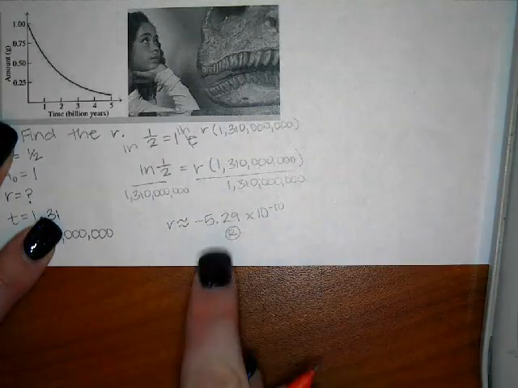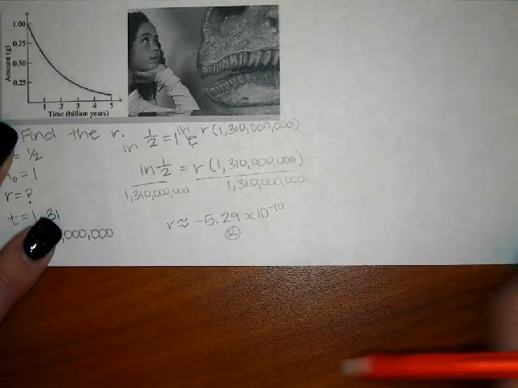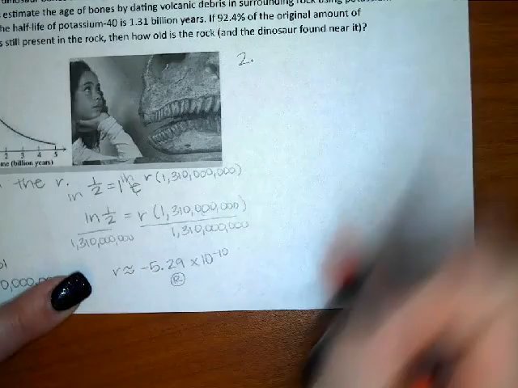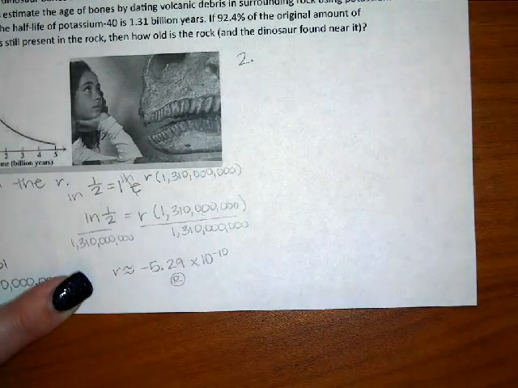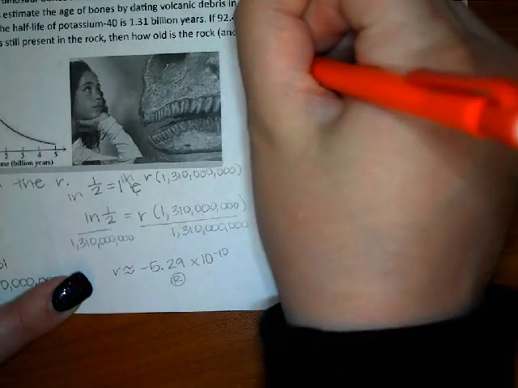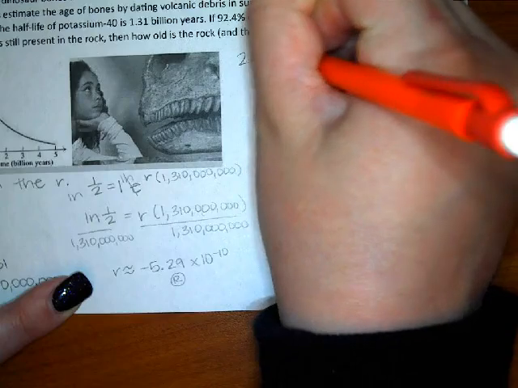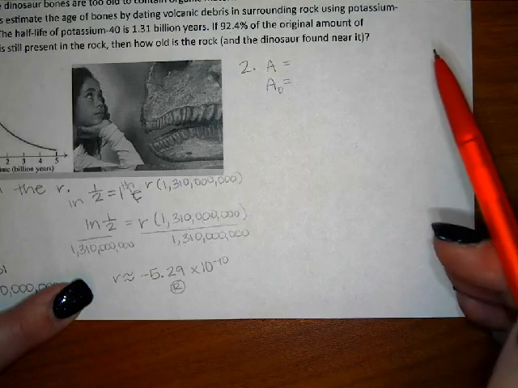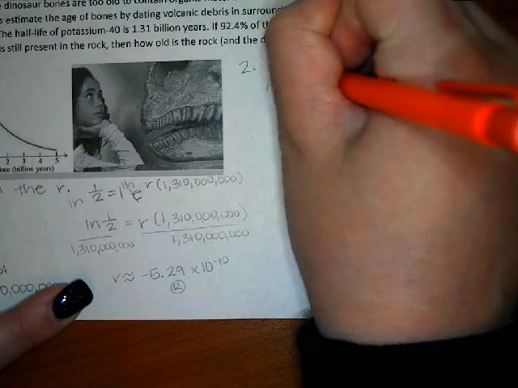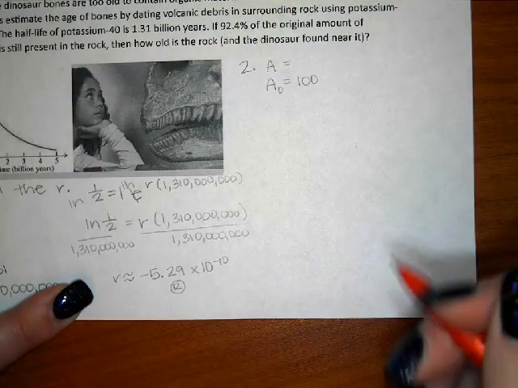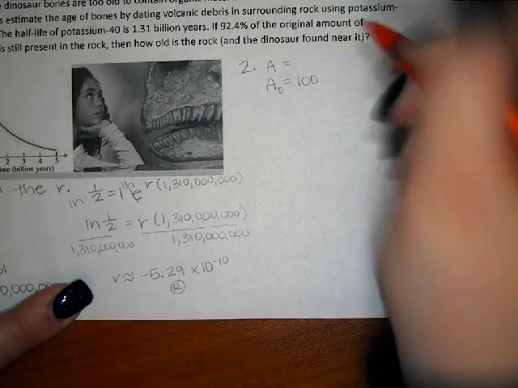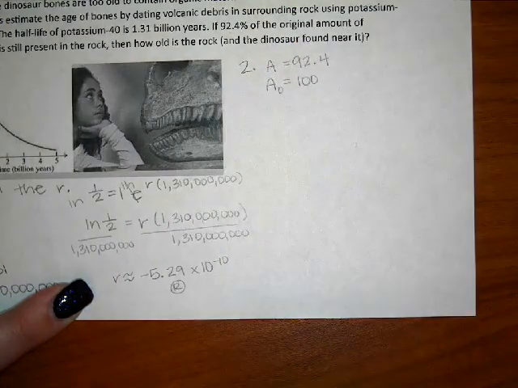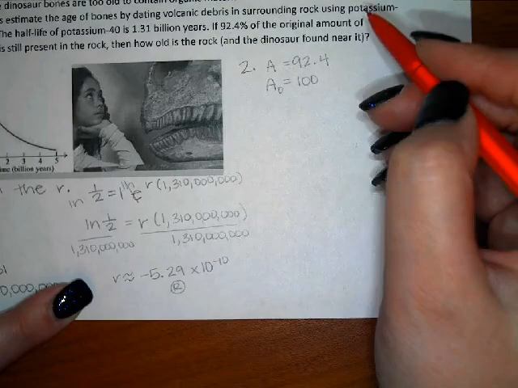Okay, so now we have the rate. So now we can go on to step 2, which is to actually figure out how old that dinosaur bone is by figuring out how old the rock is, basically. So we have the initial value and the ending value. They said 92.4% of the original amount is still present in the rock at the end. So if we start with 100%, our initial value is 100% of the potassium 40 present in the rock when the rock is brand new. Then when the rock has aged, now 92.4% is what's left over. So I'm just using these numbers because I'm thinking percentages. If you wanted to do the decimal numbers, you could have used 1 and 0.924. That would have been fine as well.